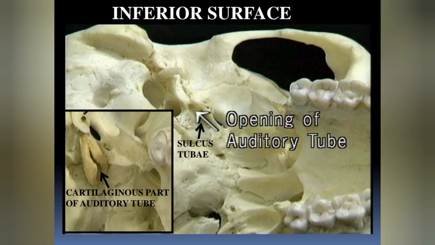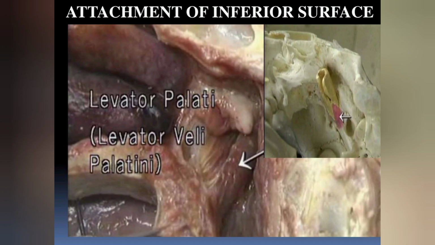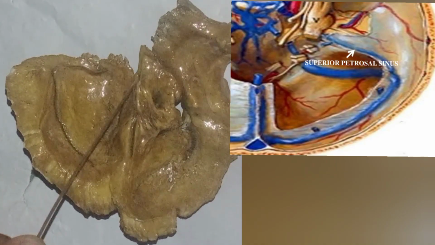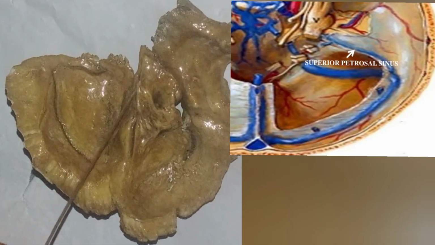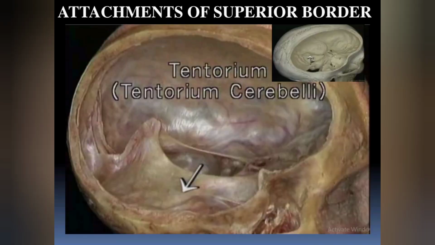Inferior surface near the greater wing of the sphenoid bone presents a sulcus called sulcus tubae, which lodges the cartilaginous part of auditory tube. Inferior surface gives origin to levator veli palatini muscle. Superior border has a groove which lodges the superior petrosal sinus. Superior border gives attachment to tentorium cerebelli.